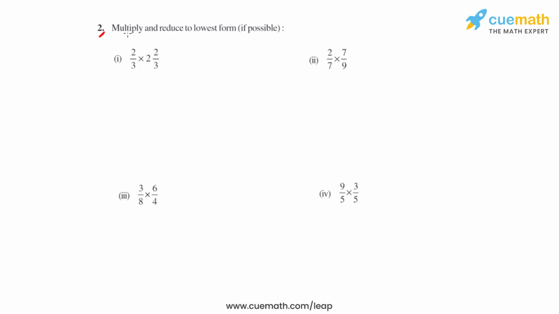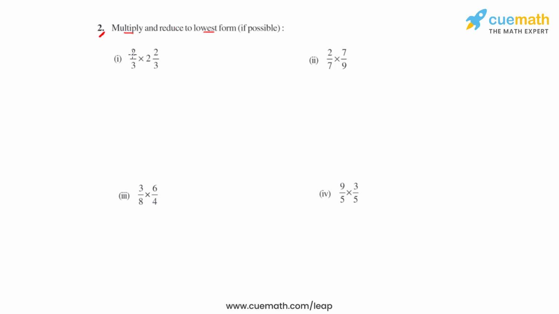Question number 2 says that multiply and reduce to the lowest form if possible. So we have to multiply the two fractions given in each of the given bits and find out the answer in the simplest form or the lowest form. So we'll start with the first bit.